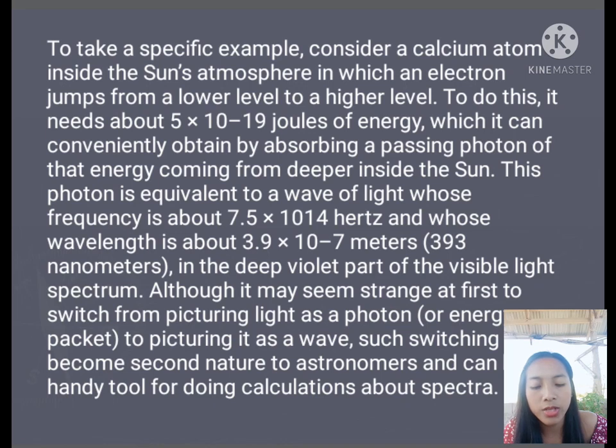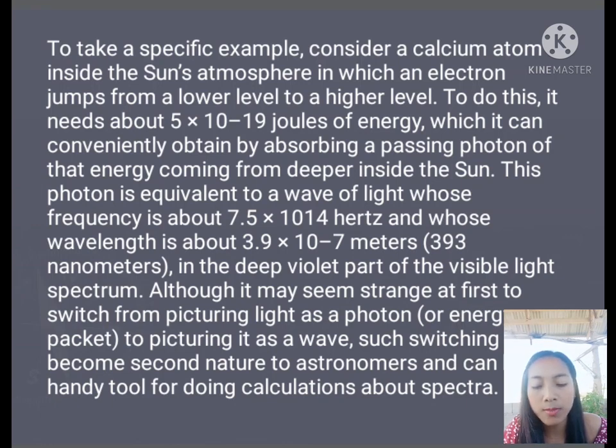This photon is equivalent to a wave of light whose frequency is about 7.5 times 10 raised to 14 hertz, and whose wavelength is about 3.9 times 10 raised to negative 7 meters, or 393 nanometers, in the violet part of the visible light spectrum.